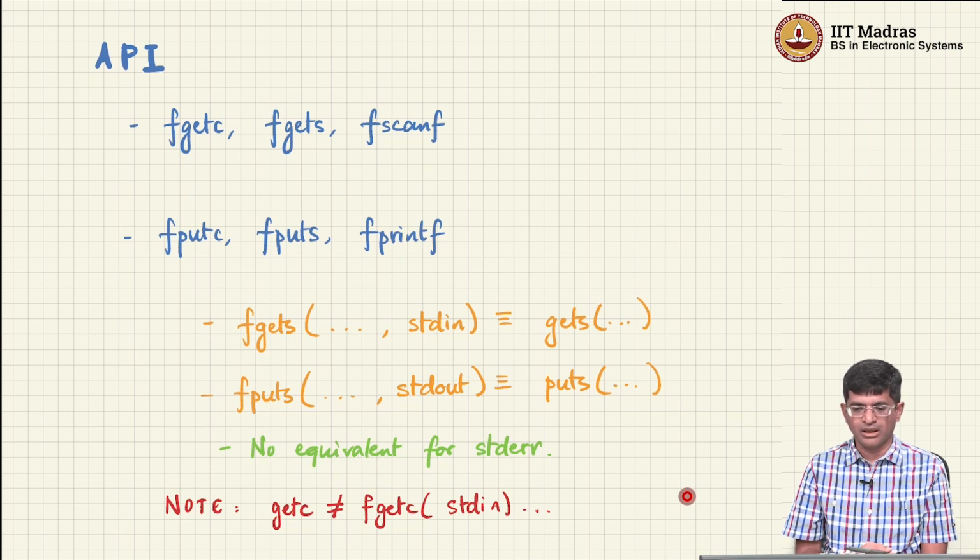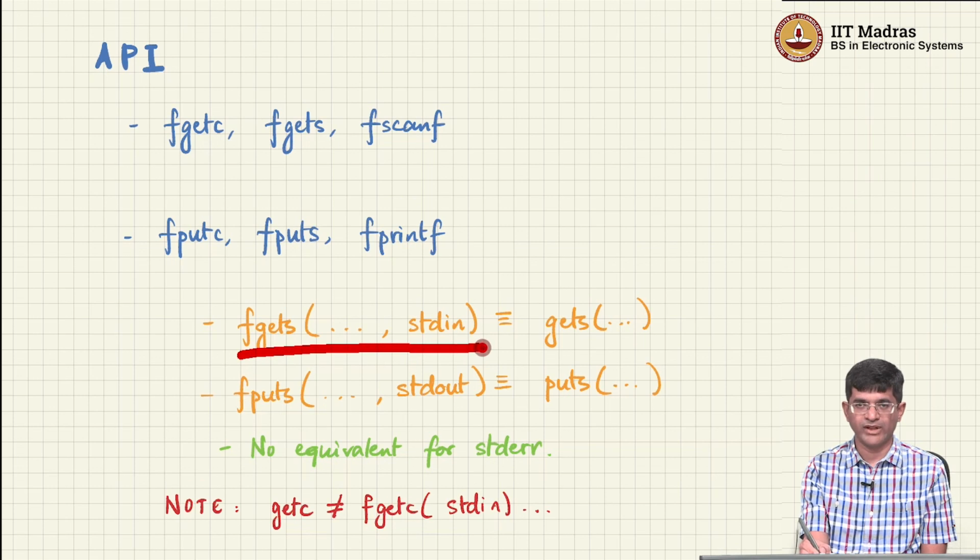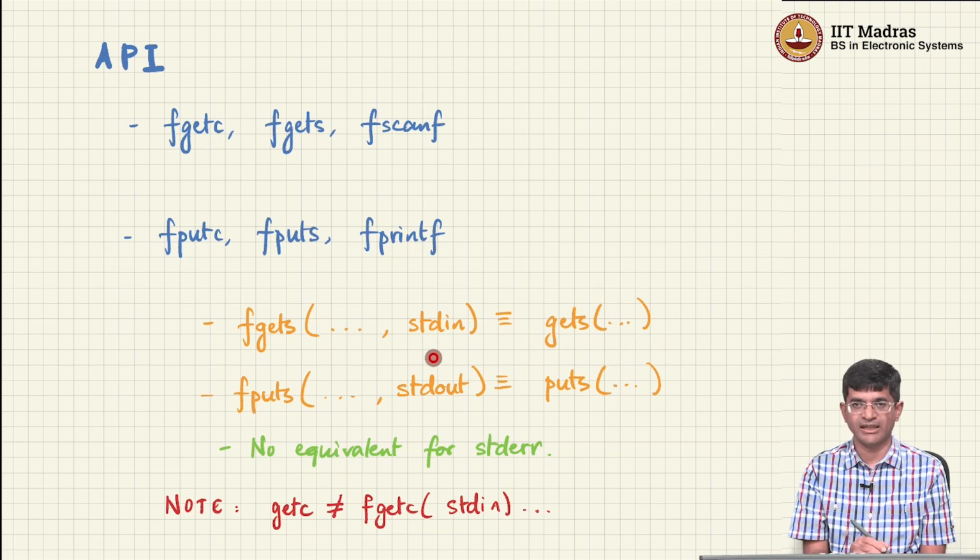Before we get to some examples of this, it's worth mentioning the special files that I had mentioned, which are stdin and stdout. As we will see later, the fgets function, when applied to stdin, has another name which is basically just gets. So get string and fgets from stdin are pretty much the same.